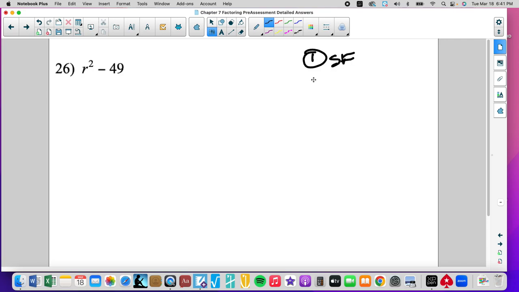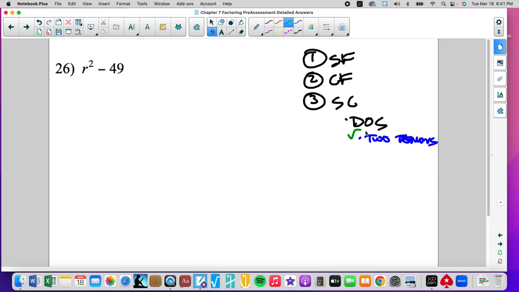Is it in standard form? Yes. Is there a common factor? No. Is it a special case? The first special case is difference of squares. And difference of squares has 3 characteristics. First one is 2 terms. Does this have 2 terms? Ding, ding, ding. 1, 2, 2 terms, yes.